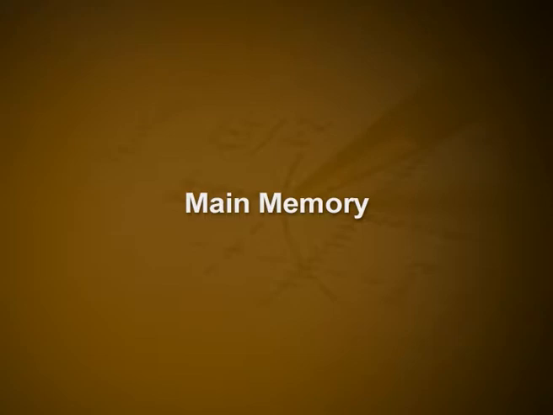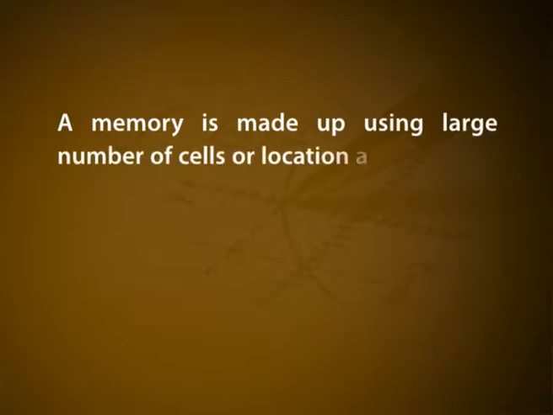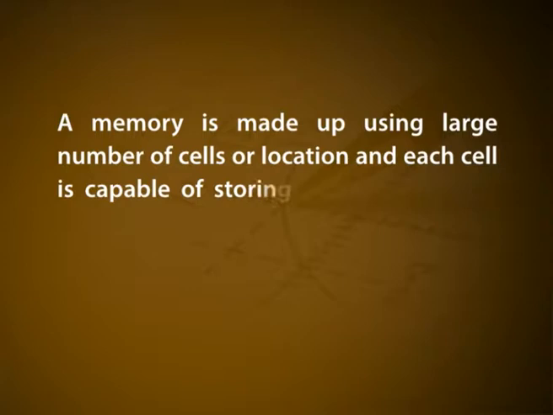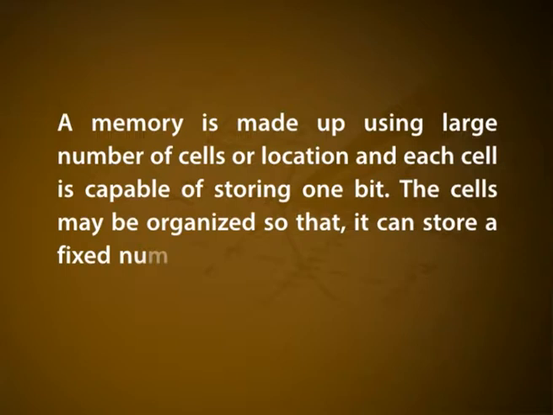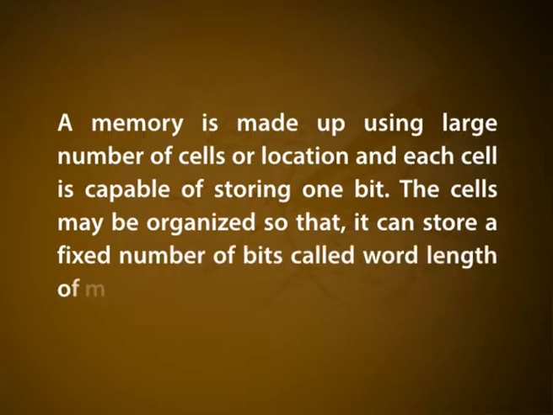Main memory. A memory or store is required in a computer to store programs and the data processed by programs. A memory is made up using a large number of cells or locations, and each cell is capable of storing one bit. The cells may be organized so that they can store a fixed number of bits called the word length of memory. Each word has a built-in and unique number assigned to it. The number is called the address of the location and is used to identify the location.